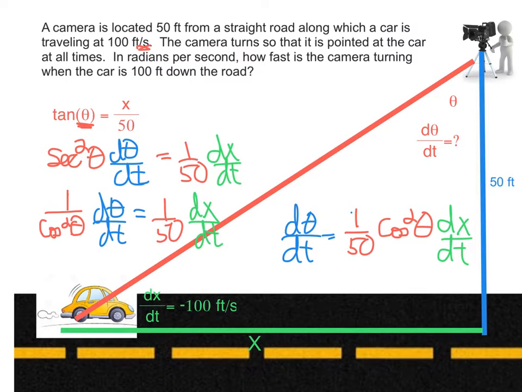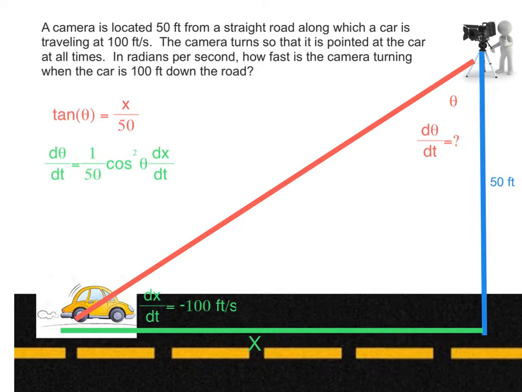All right, and I solved that for d theta dt in terms of our variables. I haven't plugged anything in. I just used the fact that secant squared is 1 over cosine squared, and then multiplied by cosine squared. All right, now we've taken the derivative. Now it's time to plug in all of our numbers.